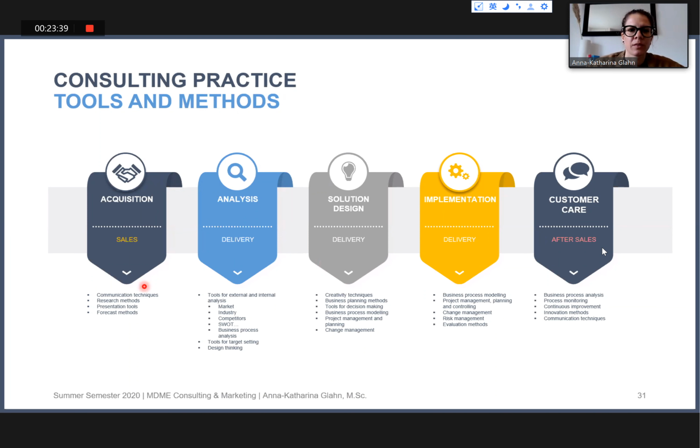We will go through this next week, because I'm eager to show you the presentation. So these are the tools that are needed, or this is a handful of tools that are needed in a specific phase. Next week we will dive into these, and especially into business process modeling and project management. And in the session after, we will check other tools like communication techniques or presentation tools and so on.